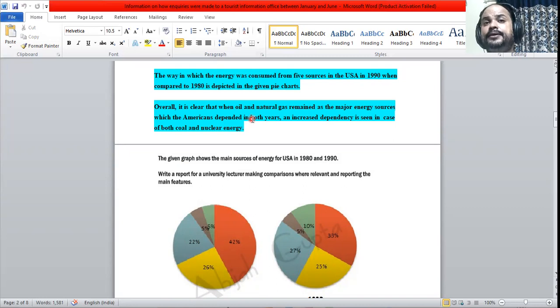So you have two options here to compare. The number one is you say 1980 and then 1990. The second way is to tell about oil, completed. Tell about natural gas, completed. Tell about coal, completed. Tell about hydroelectric power and nuclear energy, completed. Whichever way you find convenient, you can do that.